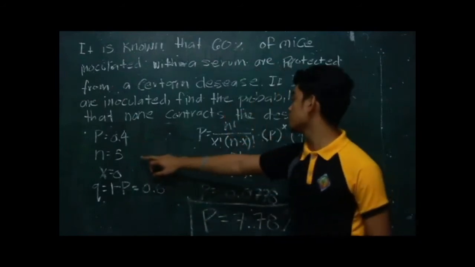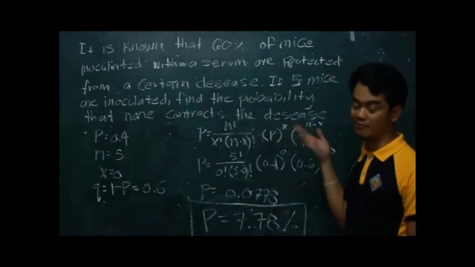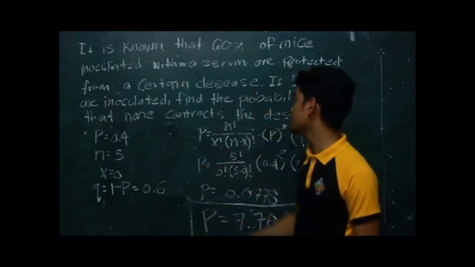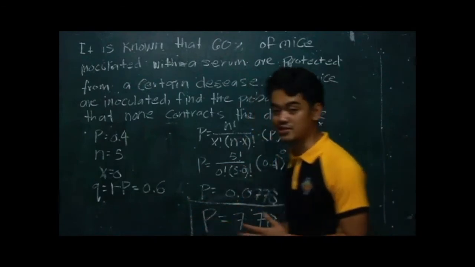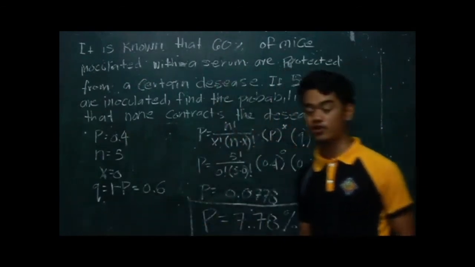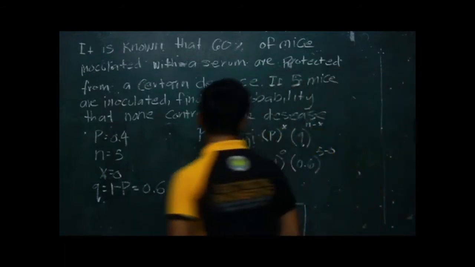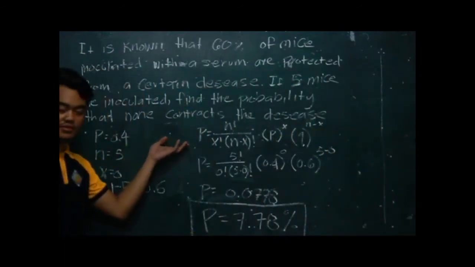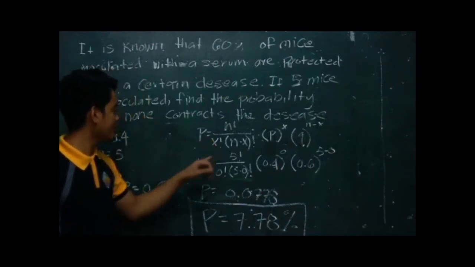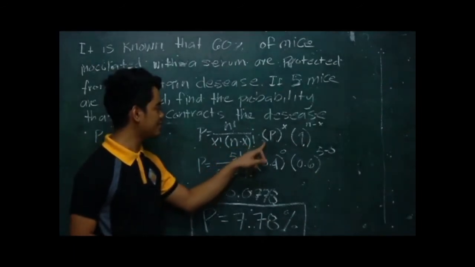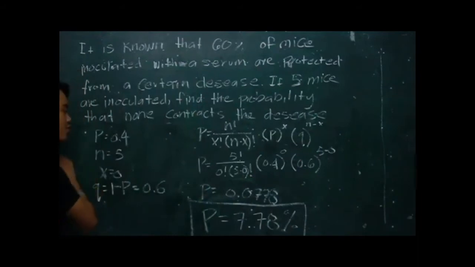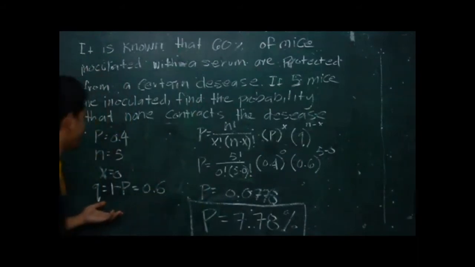Now n is equal to 5 because we have 5 mice. And x is 0 because we're looking for the mice that contract the disease, none of them. And the q is the complement, which is 0.6. So now we have this equation: n factorial over x factorial times n minus x factorial, times p to the power of x times q to the power of n minus x. So we just input all the variables here.